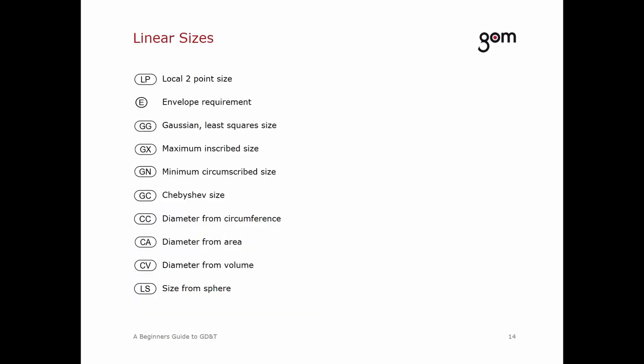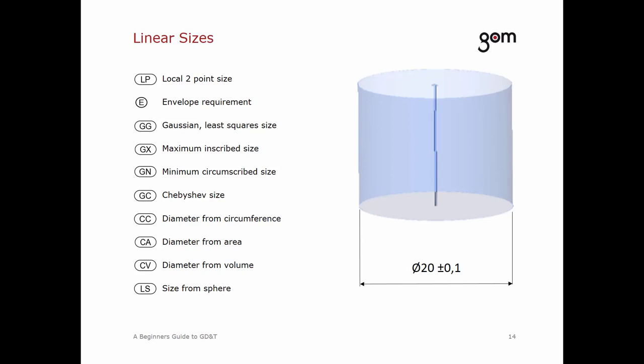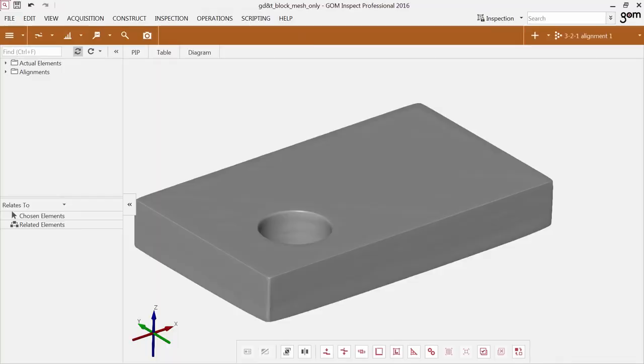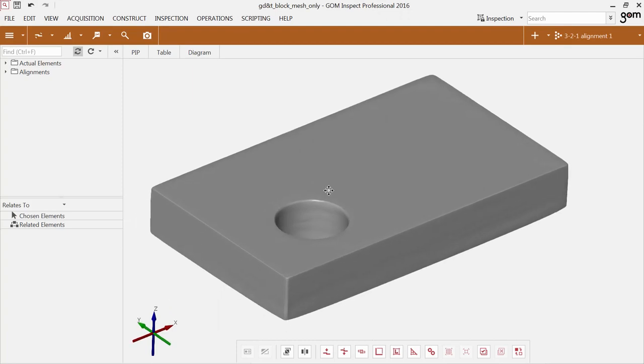The GOM software supplies all the different size modifiers inside the linear size function. Let me just come back to the example I've previously shown. An unambiguous drawing specification would look like this. The added modifier symbol now describes the functional intention regarding the size. I will show you now some size checks inside the linear size dialog in the software.